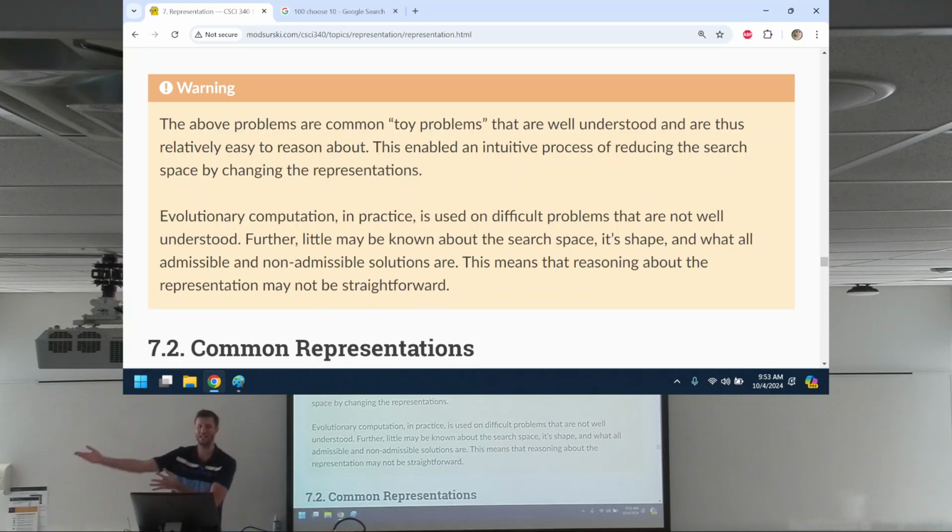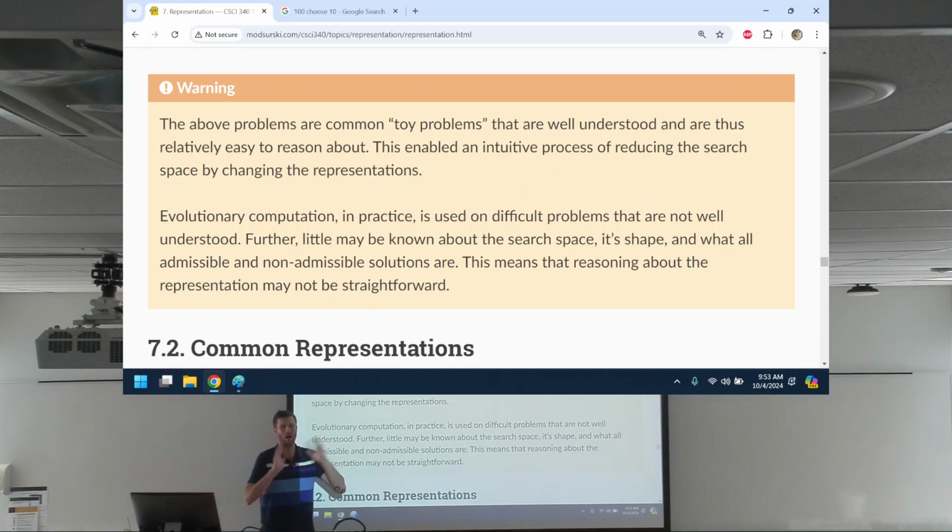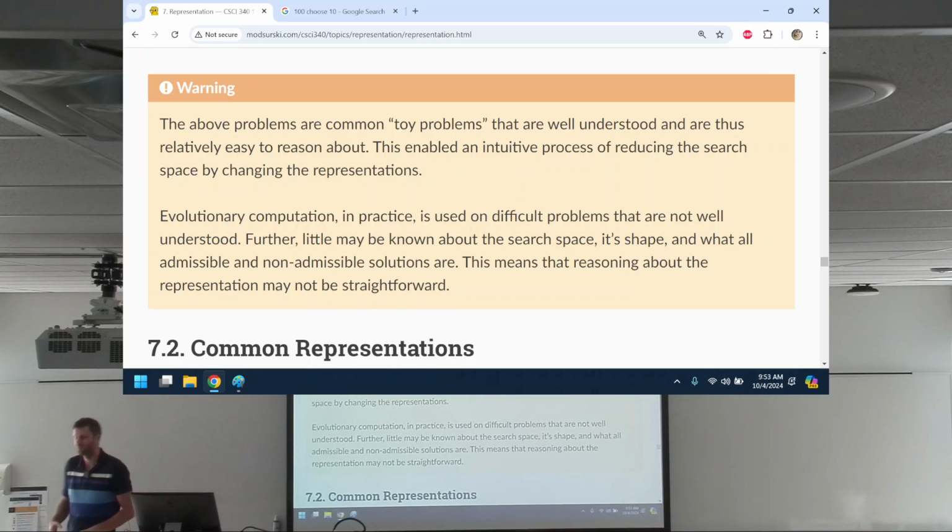So I'm showing you how good encodings can make a big difference. What I'm not showing you is that it's as simple as this to come up with good encodings. I want to be very clear about that. This is a very difficult thing to do. Is that clear? Cool.